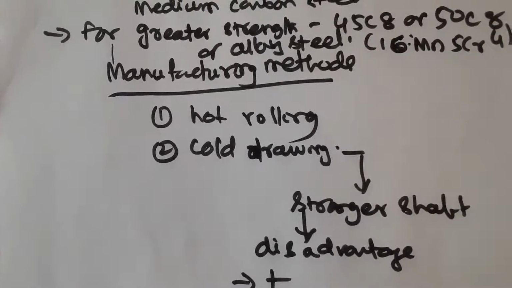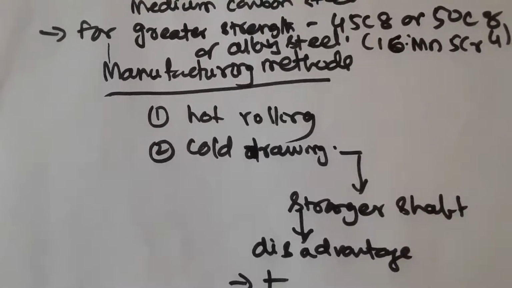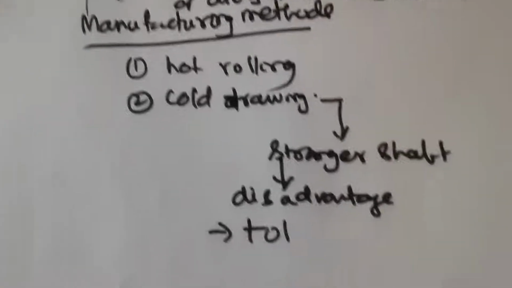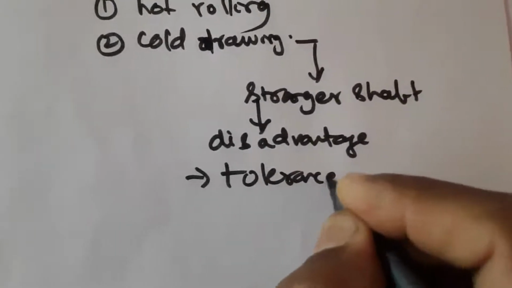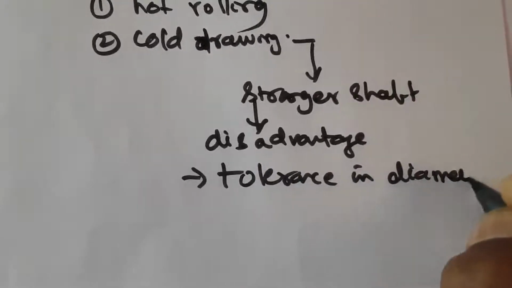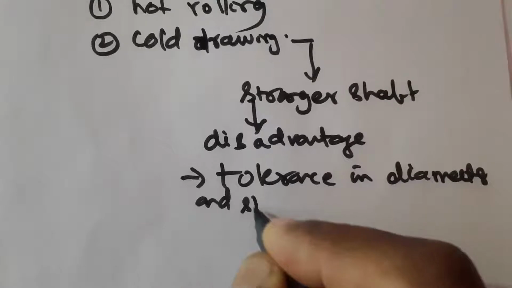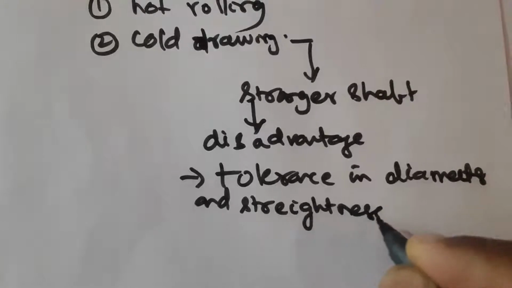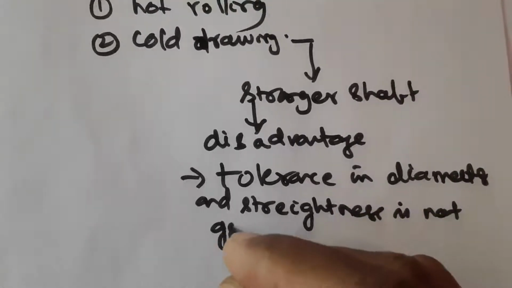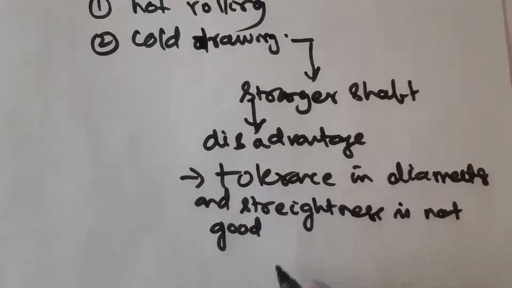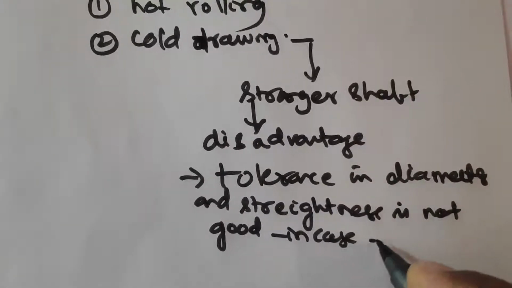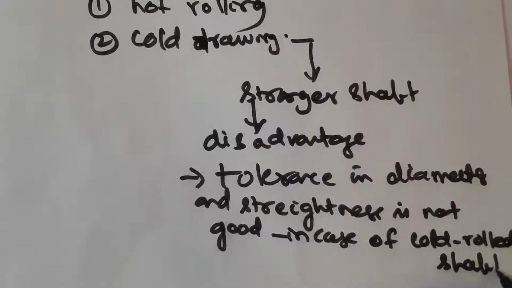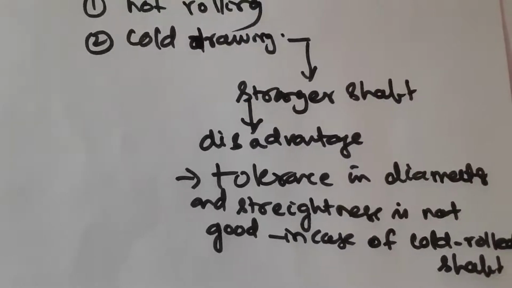So the tolerance on the diameter and straightness are not very close compared to the shaft finished by the hot rolling method. So tolerance in diameter and straightness is not good in case of cold rolled shaft.